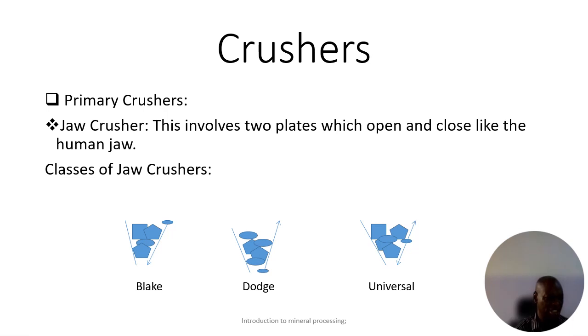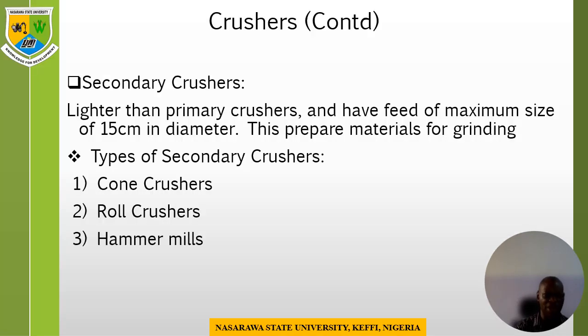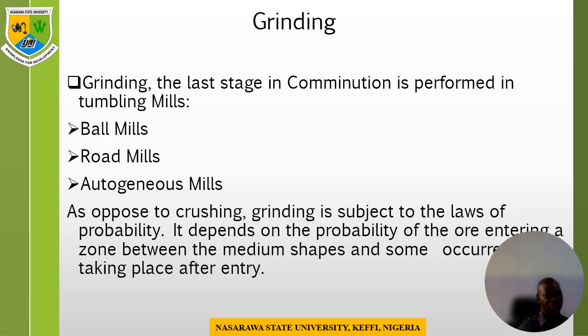These are typical examples of crushing machines. The primary crusher, the jaw crusher, involves two plates which open and close like a Roman jaw, so it crushes the mineral. You can see the blade, you can see the jaw, and the gyratory crusher as shown in the example. This is a gyratory crusher, and this is how it works. In the secondary crusher we have the cone crusher, the roll crusher, and the hammer crusher. This is a typical example of a cone crusher.